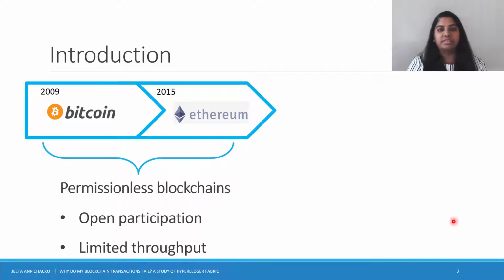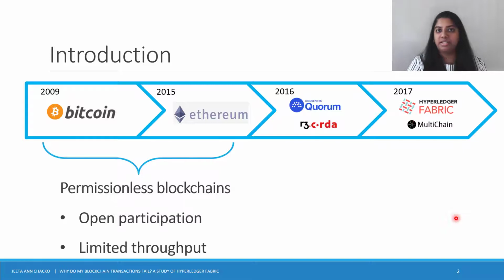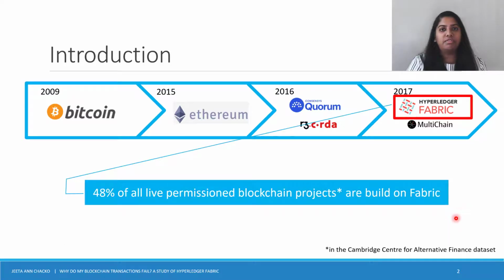Due to these reasons, enterprises were hesitant to adopt such an open platform, and therefore the idea of a permissioned blockchain came into existence, with systems such as Quorum, Corda, Hyperledger Fabric, MultiChain, etc. Such systems allow a limited number of authorized users and can also guarantee a much higher throughput. Our focus today is on Hyperledger Fabric because it's one of the most widely used blockchains both in research as well as in the industry.